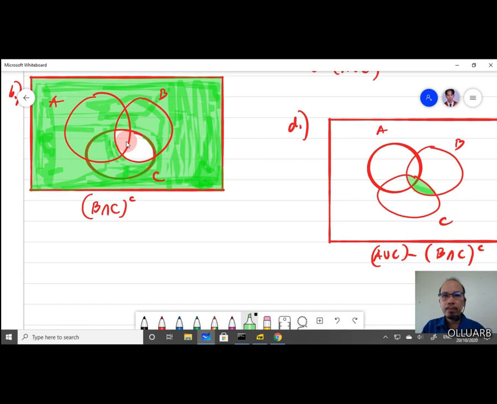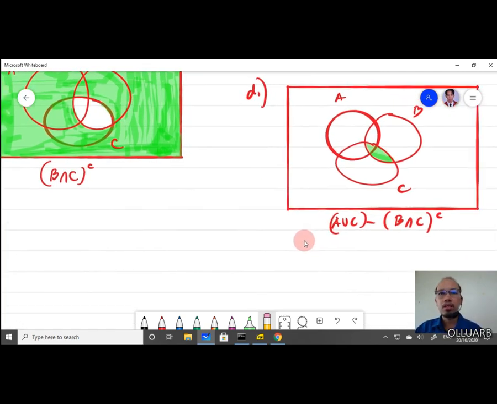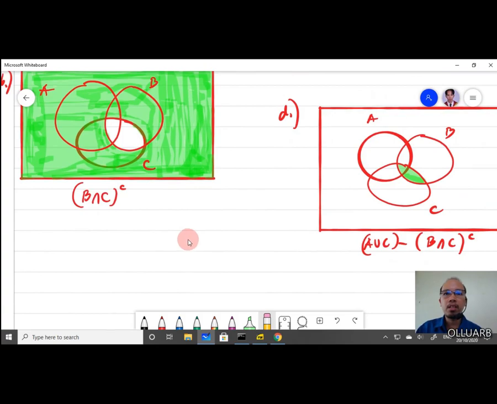Okay, I need to erase somewhere. So get the difference, minus, move outside. Okay, so that's the answer for letter D.